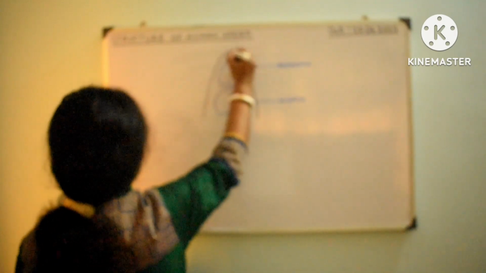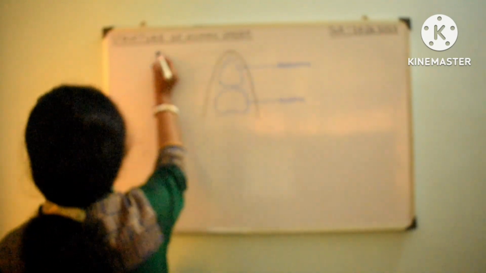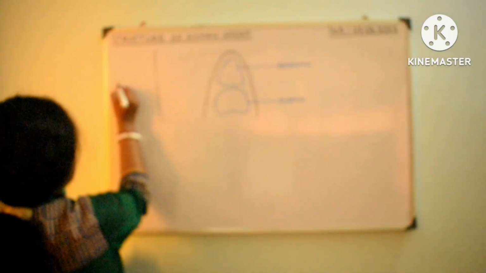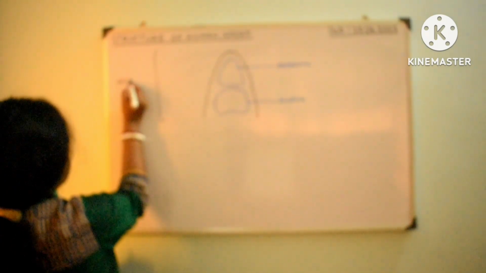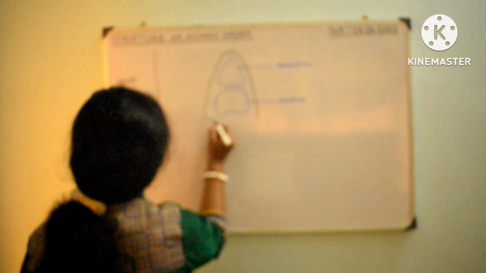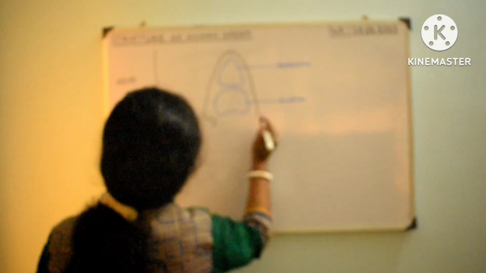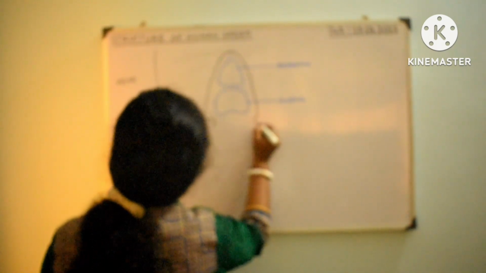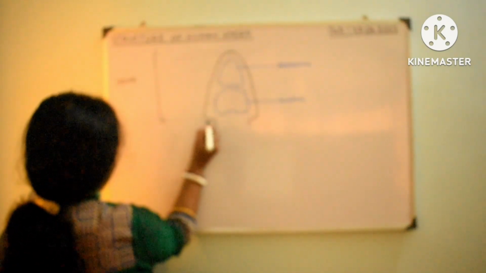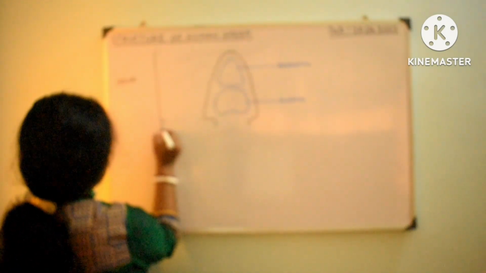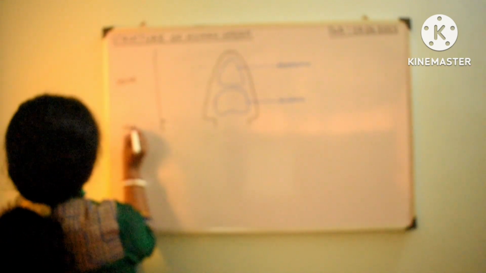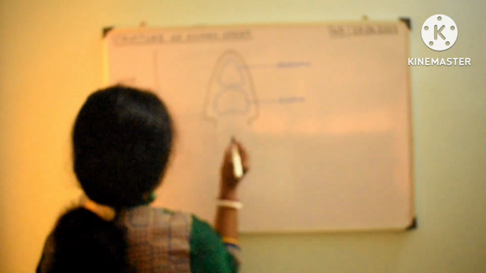This one is the head portion. After that, there will be a slight bending, a slight depression, and this is known as the neck. This is a short portion, known as the neck portion.